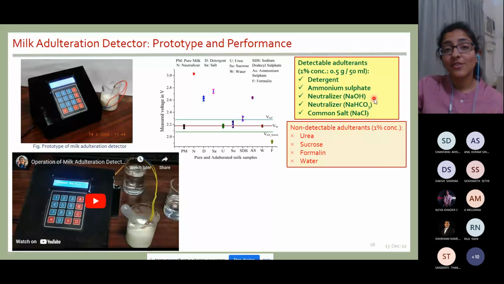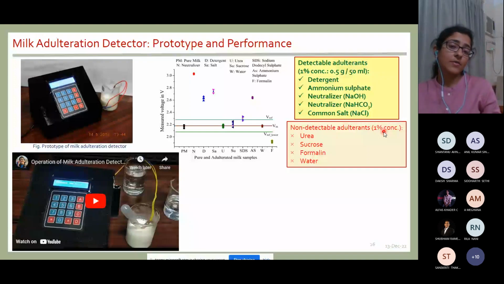And ammonium sulfate is another chemical used to increase the shelf life, so the milk won't get cut and will stay intact. But these are all harmful for human health. These adulterants we detected at 1% concentration, but at 1% concentration we couldn't detect urea, sucrose, formalin, water.